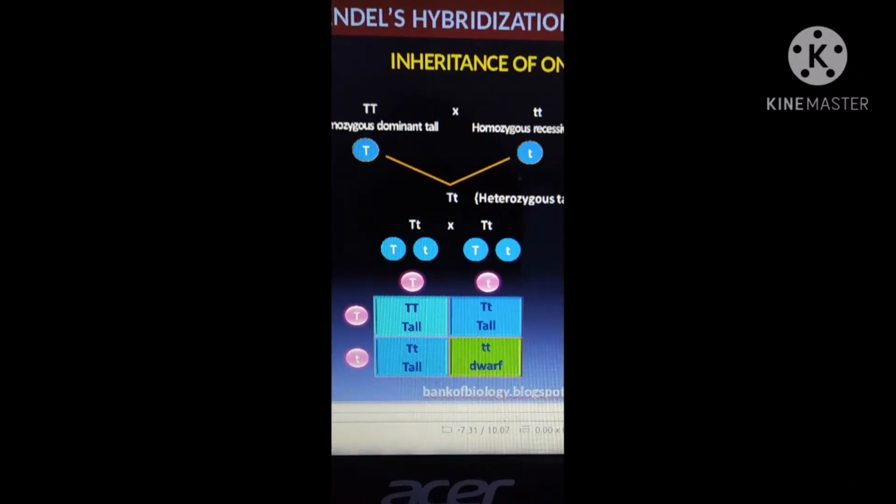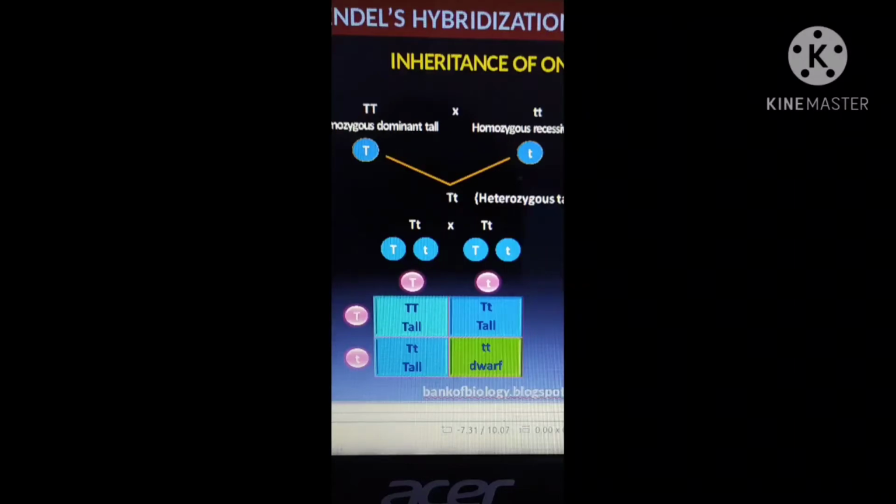Now see, capital T and small t. You know that during gamete formation, each gamete receives half the set of chromosomes. That means haploid. Spermatogonium and oogonium are 2n, that means diploid in nature. Then gametes are haploid in nature. That means each receives only the half set, one set of genes, one set of chromosomes.